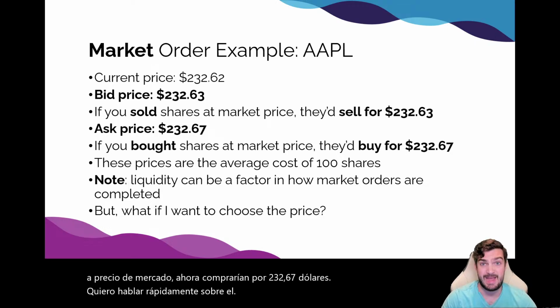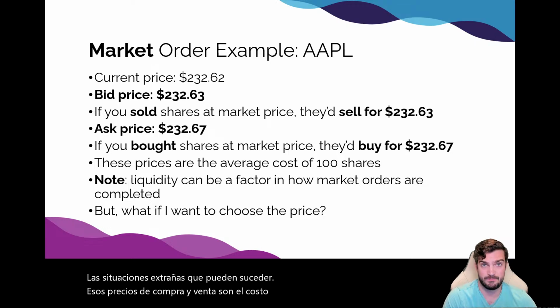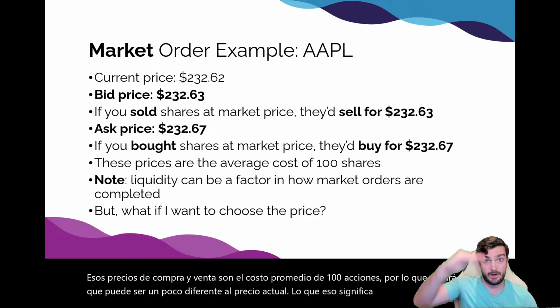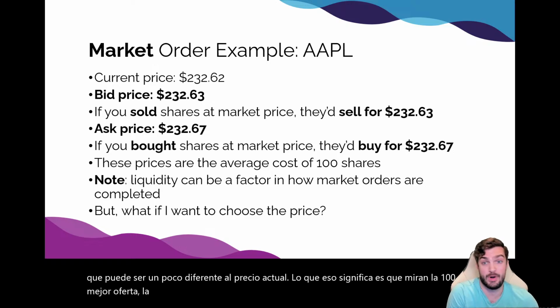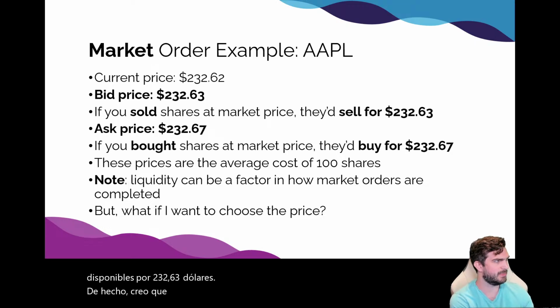Now, I do want to just quickly talk about the weird situations that can happen. Those bid and ask prices are the average cost of 100 shares, which is why you'll notice that it can be a little bit different than the current price. What that means is that they look at the 100 best offers, the best offer for 100 shares. A few of the shares might be available for $232.63. Actually, I think the best way to do this is, let me show you exactly what we're talking about.